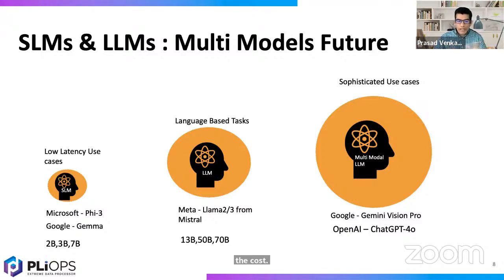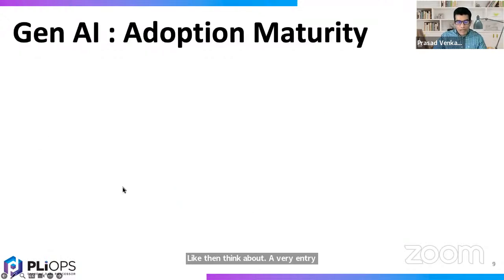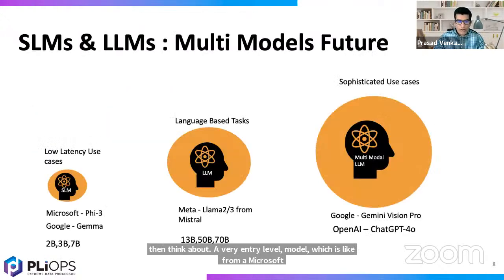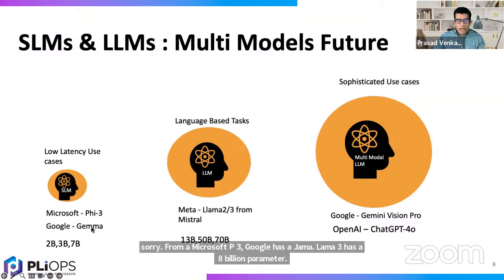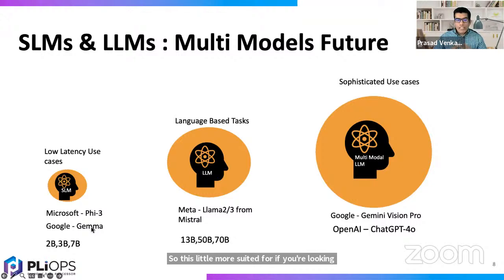Like then think about a very entry level, low end model. I mean, entry level models, like Microsoft Phi-3, Google has a Gemma, Llama 3 has an 8 billion parameter. So this is more suited if you're looking at building a specific use case. For example, you're more focused on marketing, right? Like, highly curated content I wanted to build for marketing, then this is perfectly suitable.